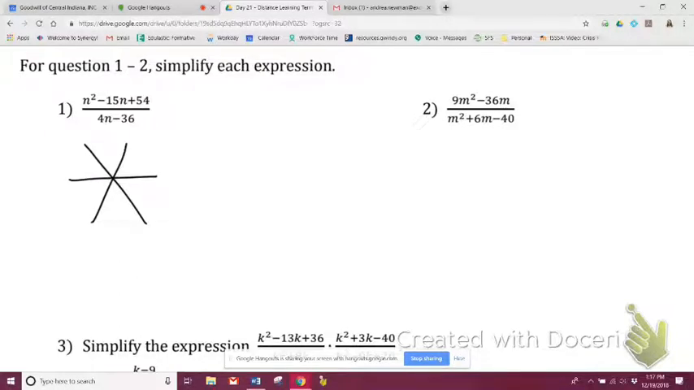So when I put this into my asterisks, I have 1, 1, negative 15, and 1 times 54, which is 54. So what two numbers multiply to give me 54 and add to give me negative 15? So negative 9 and negative 6. 6 times 9 is 54. Negative times negative is positive. Negative 9 and negative 6 is negative 15.